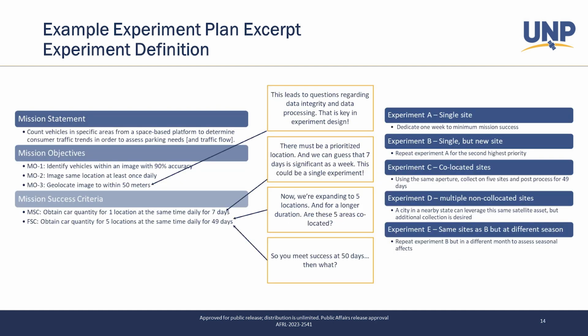So I took a stab at this, and it's not perfect. Honestly, I don't know if it's even any good, but you can start to break out experiments, right, from these statements. So like I mentioned, we're going to do experiment A, single site, meet minimum success criteria. Well, what about another site that's nearby or maybe not nearby, but we want to do the same thing?